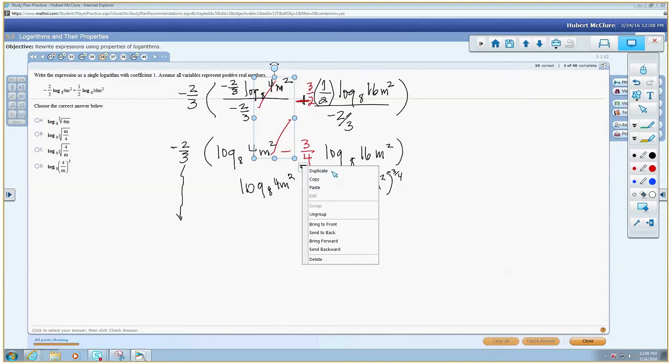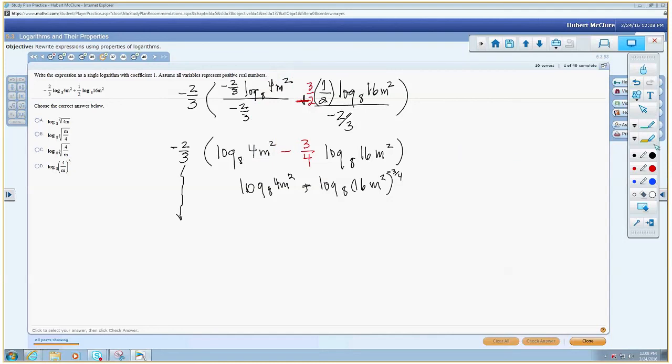Can't hit delete. You got to go down here and hit delete here. You can't just hit delete. That'd be too simple. All right, so I'm just going to bring that down. I'm not worried about that.